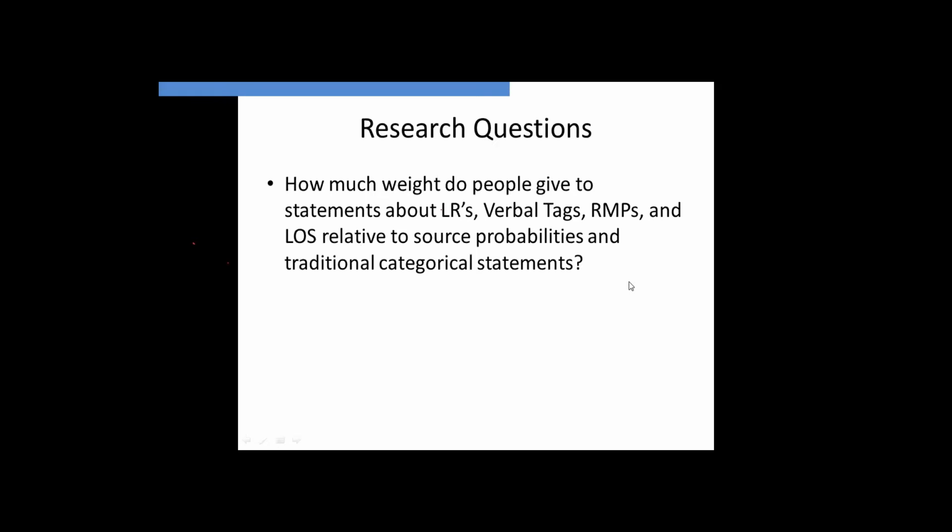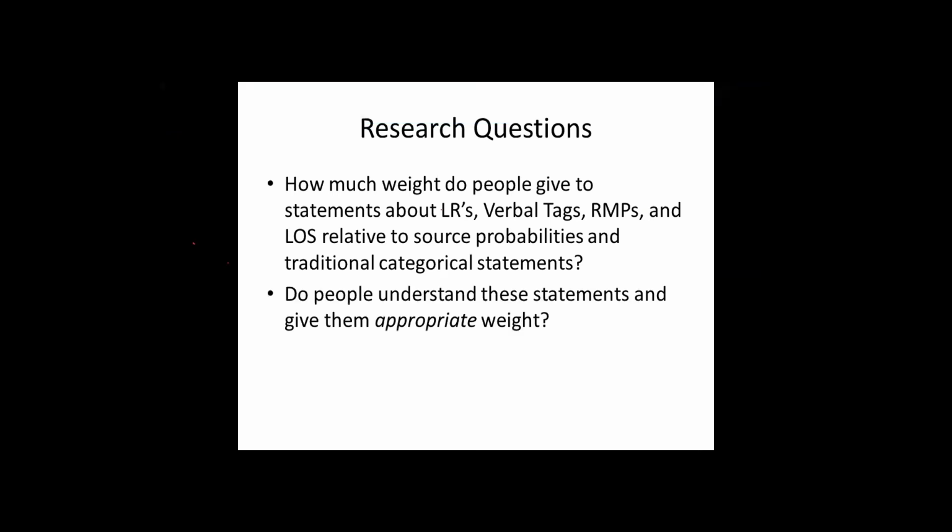If source probabilities and definitive source conclusions are problematic from a logical standpoint, is it really necessary that we give them? Would people give just as much weight to likelihood ratios? Or are likelihood ratios likely to be misperceived and misunderstood? So all these questions about human reaction to these statements come into the picture. The question is, do people understand the various statements? How do they understand them, and do they give them appropriate weight?